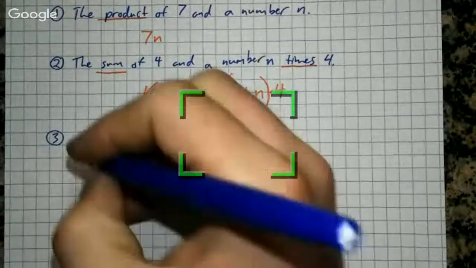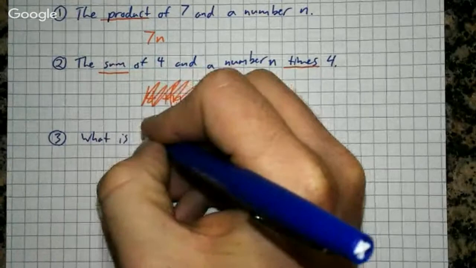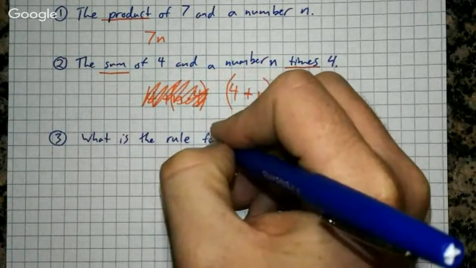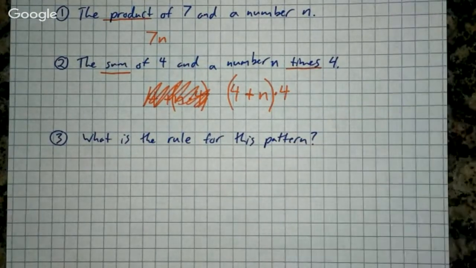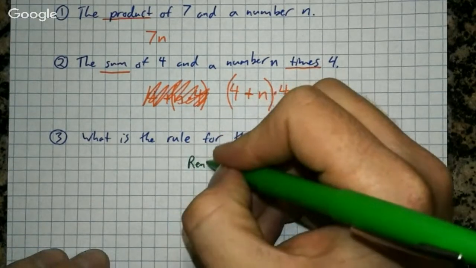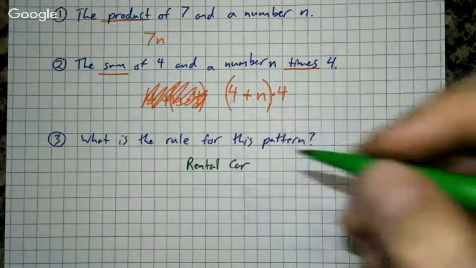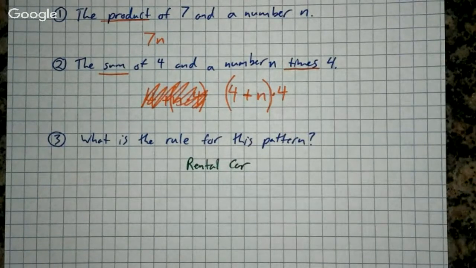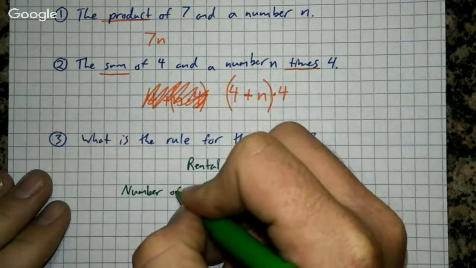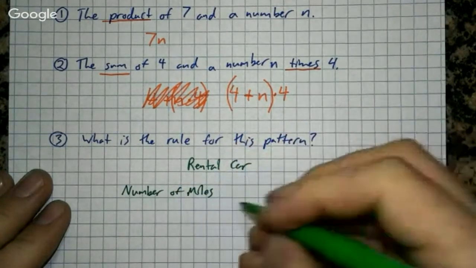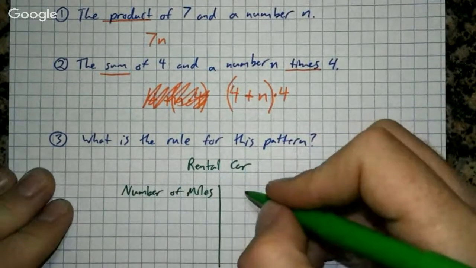What is the rule for this pattern? We're going to be talking about a rental car, okay? So this is a rental car. If you're renting a car, the cost of it depends on the number of miles you drive it. So on one side, I'm going to have the number of miles. And on the other, I'm going to have the cost.